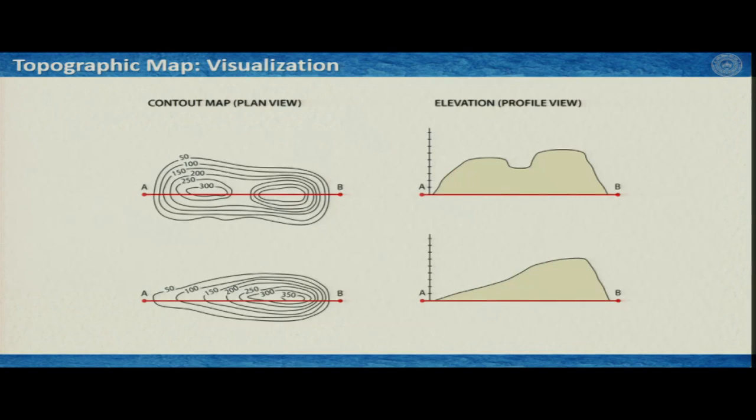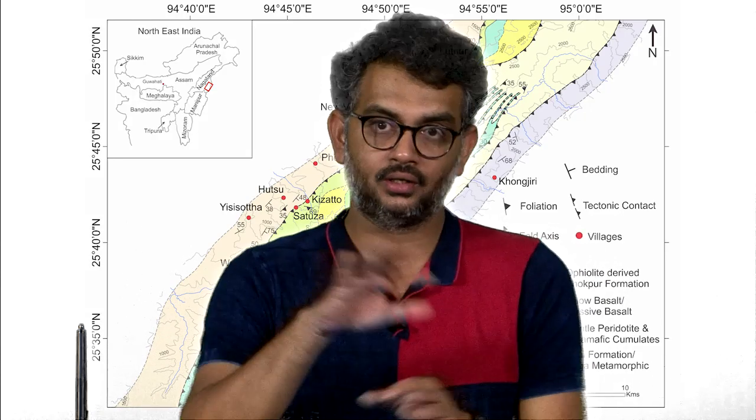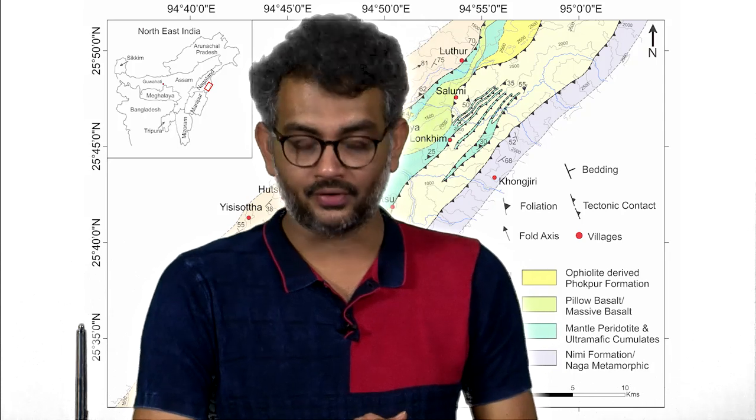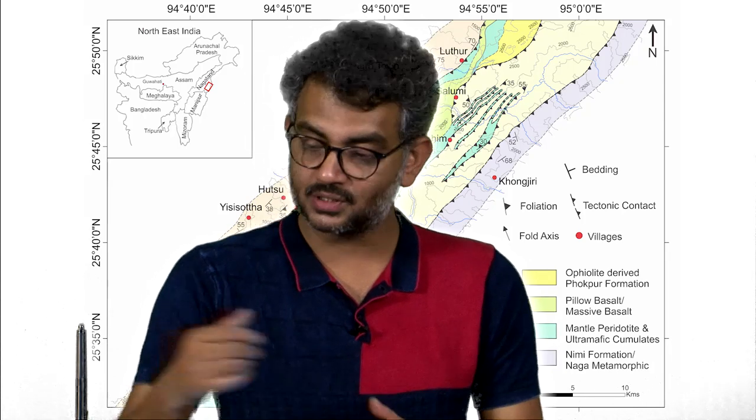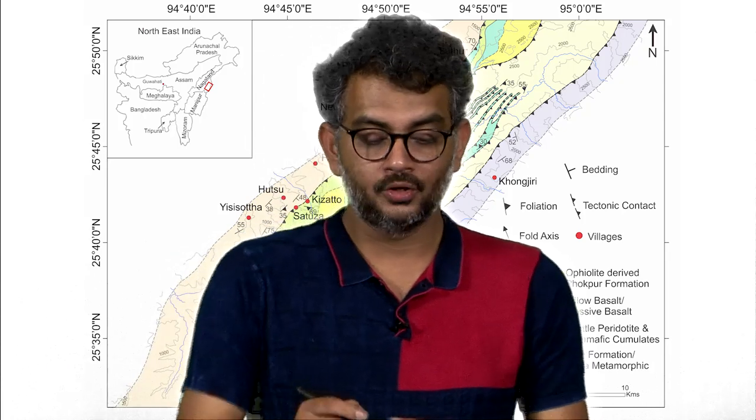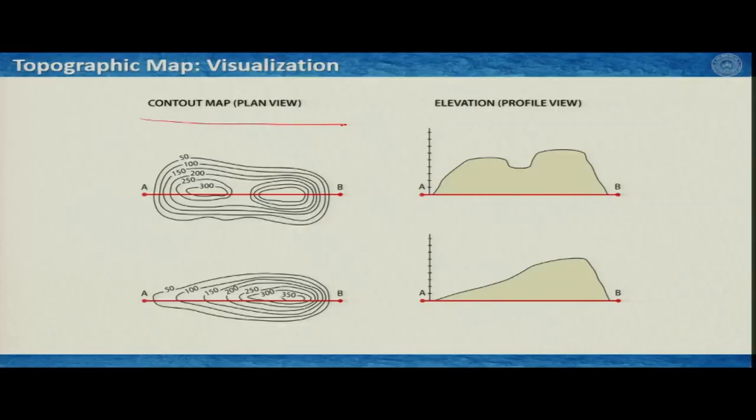Now it is also important that you train your eyes. So when you look at a topographic map, you try to visualize what the elevation of that region is. I have given four examples here, two in this slide. The first column is the outcrop map or plan view, and you see here from 50, the lowest elevation in meters, to 300. So 300 is the highest peak here, and here is the highest point, and it is marked by a concentric circle.